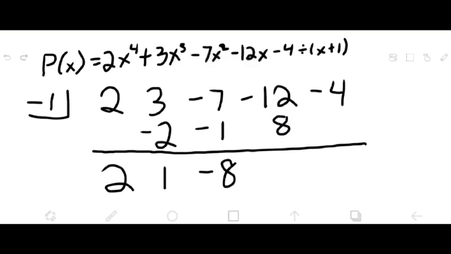Added to negative 12 is negative 4. And negative 4 times negative 1 is positive 4. Added to negative 4 gives us 0. Since the remainder is 0, that means x plus 1 is a factor of the polynomial, which matches what the factor theorem tells us.